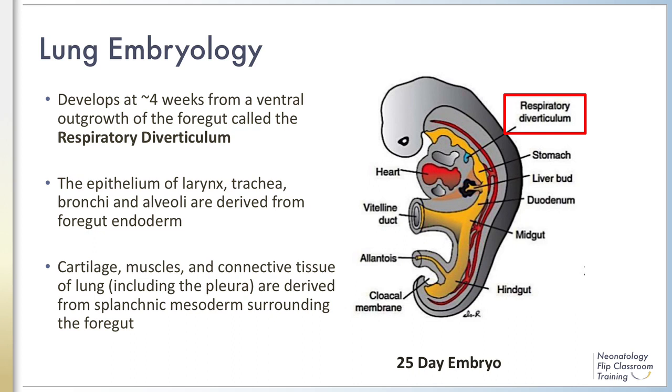As the respiratory tract is derived from the foregut, the epithelium of the larynx, trachea, bronchi, and lung parenchyma are endodermal in origin. However, the cartilage, muscle, blood vessels, and connective tissue of the lungs, including the parietal and visceral pleura, are derived from splanchnic mesoderm that lines the primitive foregut.